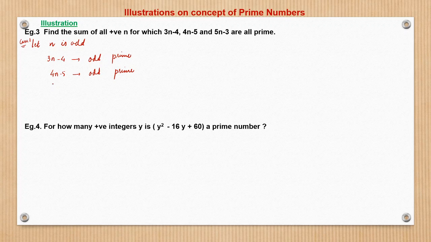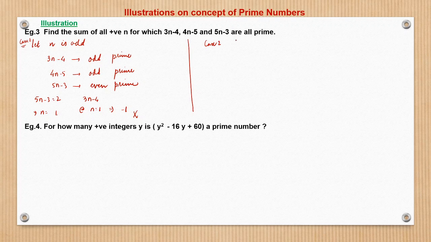And here, 5n minus 3: 5 into n is odd, so odd minus odd is even prime. The only even prime is 2. So 5n minus 3 is equal to 2. This gives n equal to 1. Now if we substitute n equal to 1 in 3n minus 4, it gives minus 1, which is not possible, right?